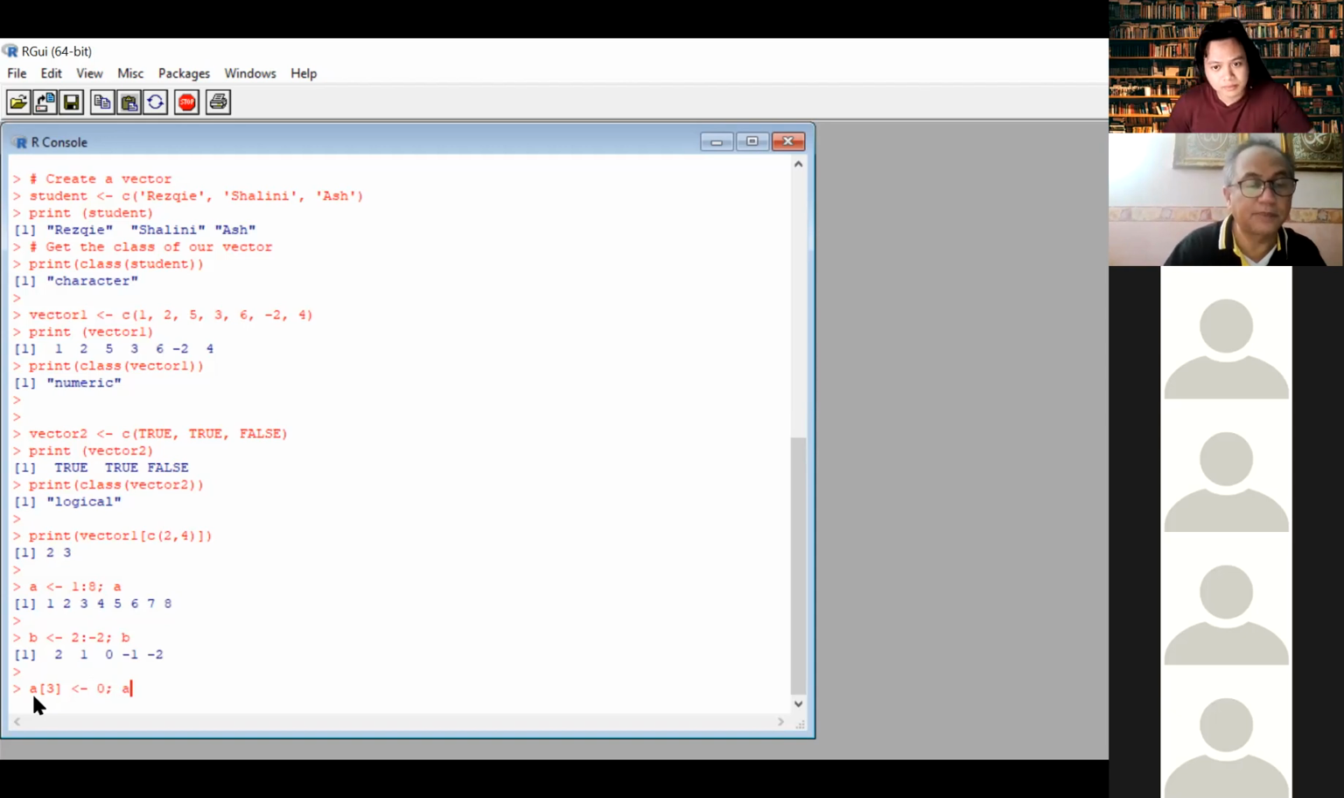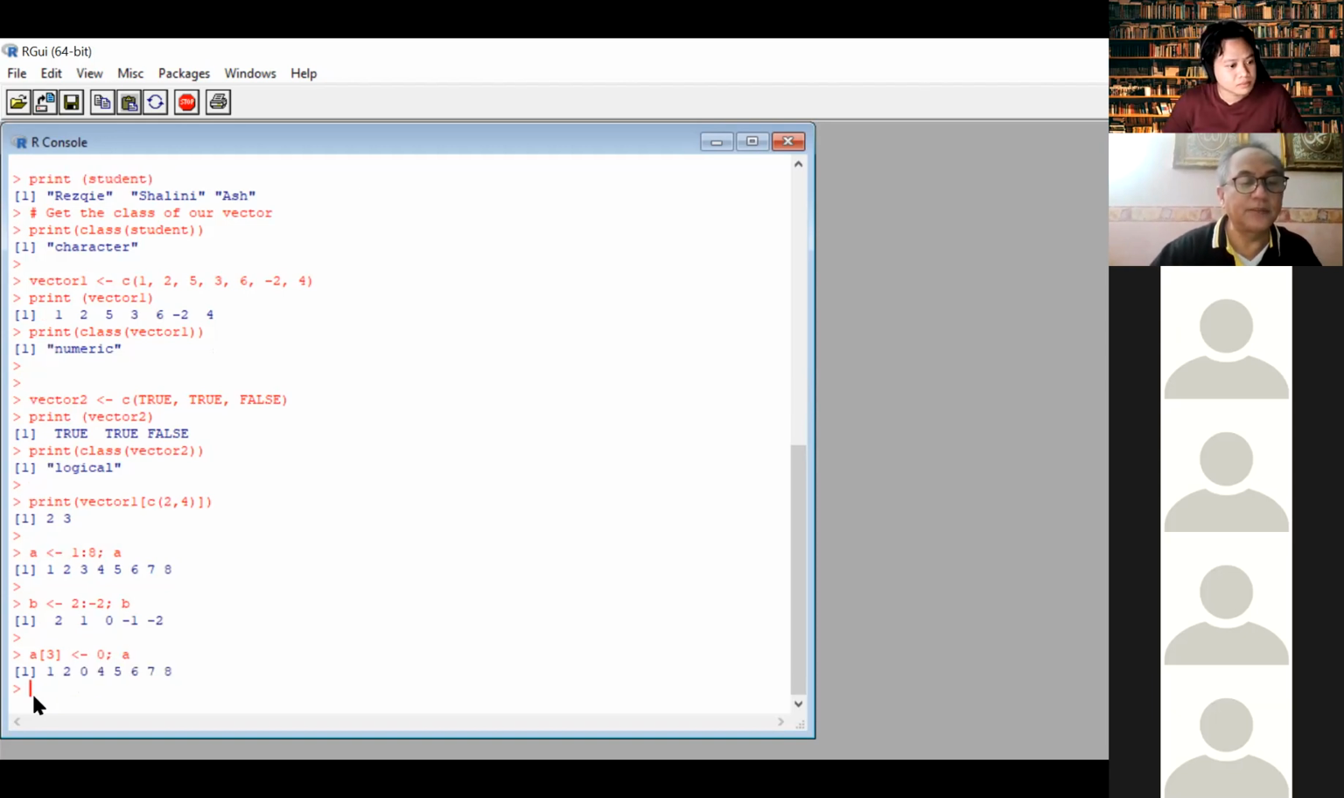So A, you see here 1, 2, 3. This is the third character. A3 means the third character: number 1, number 2, number 3. I change the third character to 0. So it now becomes 1, 2, 0, 4, 6, 0. You can use null to delete a certain character.